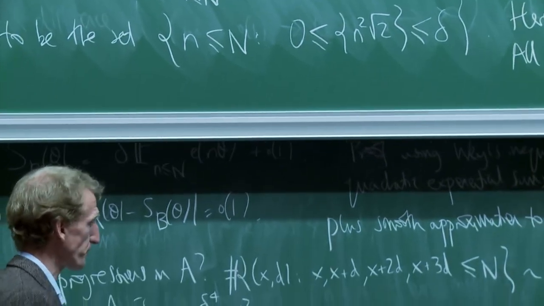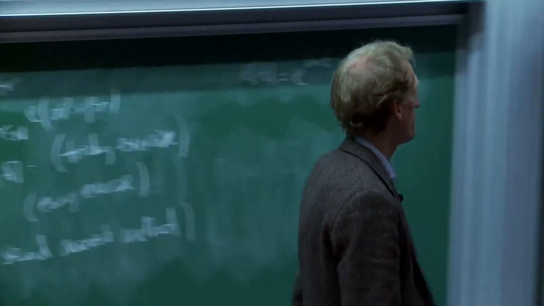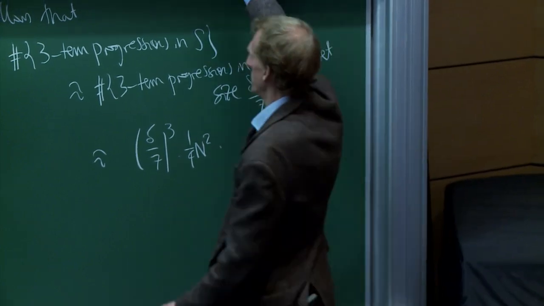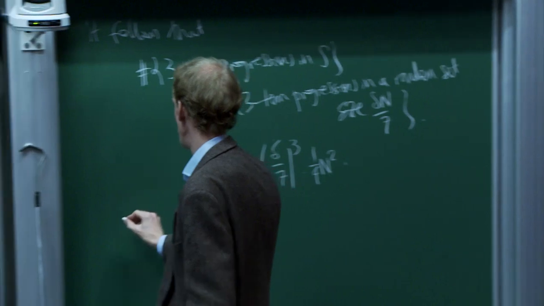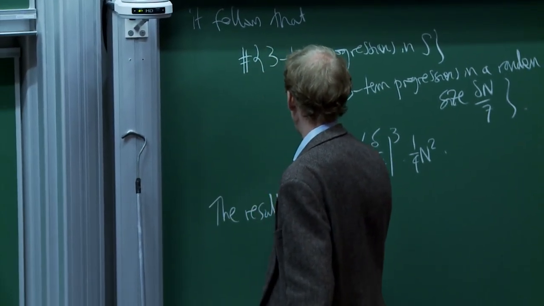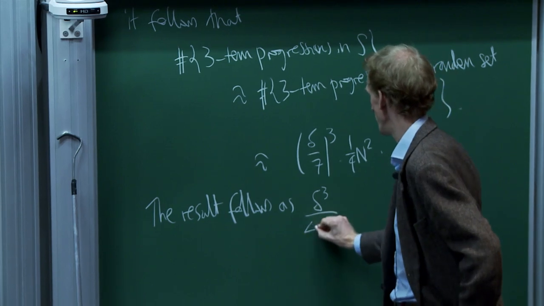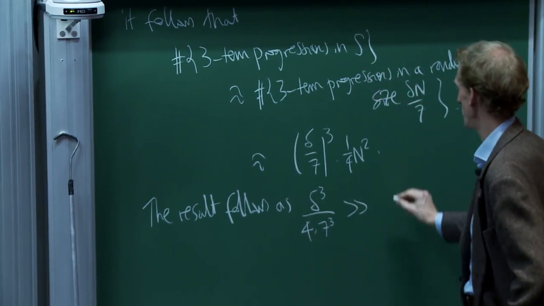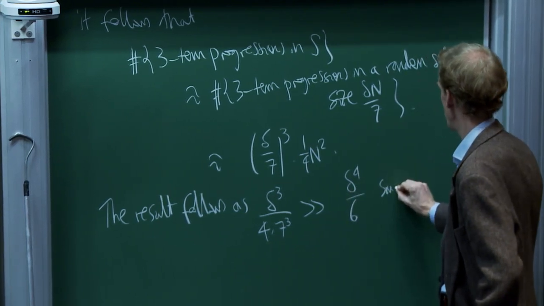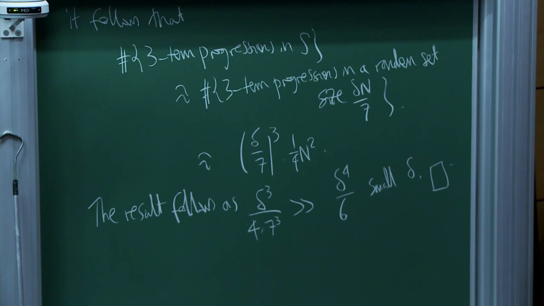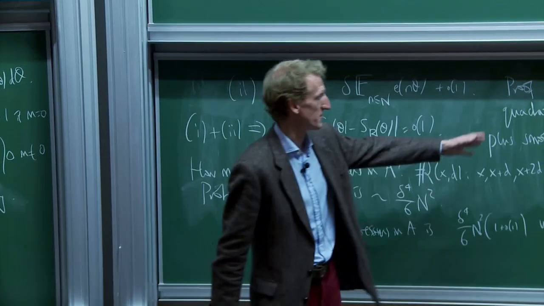So yes, the number of four-term progressions in B is basically delta cubed times n squared, whereas in A it's essentially delta to the 4 times n squared. So the result follows, as delta cubed over whatever this is, 4 times 7 cubed, will be much bigger than delta to the 4 over 6 for small delta. And if you wanted to inflict more punishment on yourself, you could even count precisely how many four-term progressions there are in B with some more smooth cutoffs and applications of Weyl's inequality.